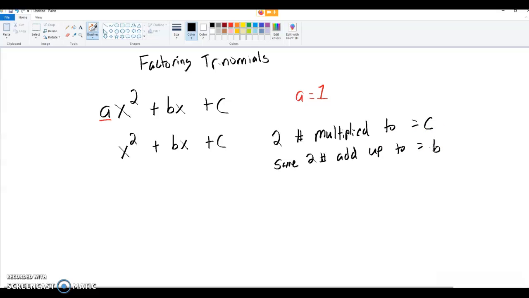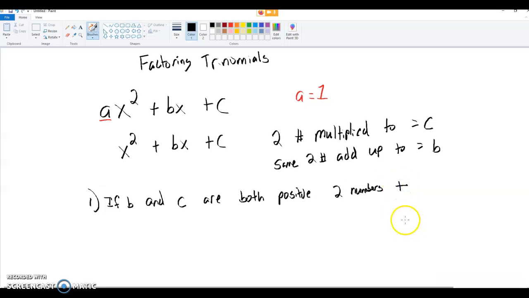So there are a couple of initial rules that we want to write down and know to help us as we go through this. Number one: if b and c are both positive, then our two numbers, the factors, are going to be positive, okay?